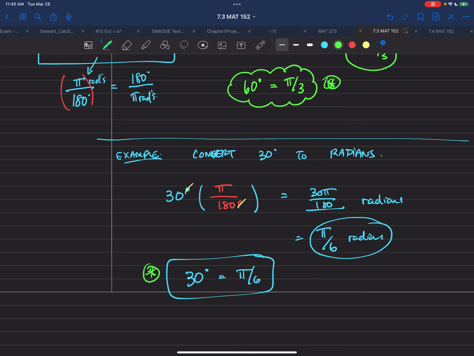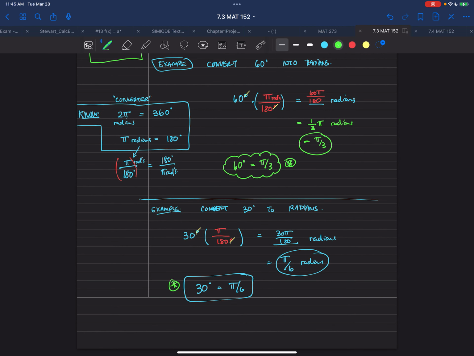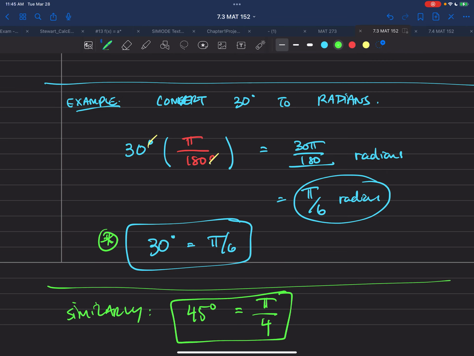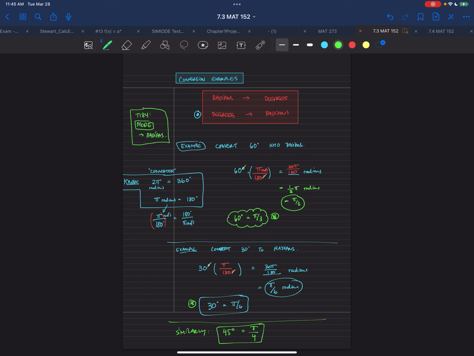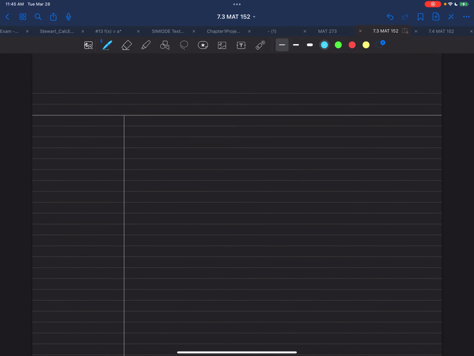30, 60, 90, you might remember, is a special triangle, as well as 45 degrees. So I'll say similarly, and you can verify this for yourself, it'd be good just to drive it home, 45 degrees is the same as pi over 4 radians. Okay? So this is converting from degrees to radians. Let's do a few examples of converting from radians to degrees.